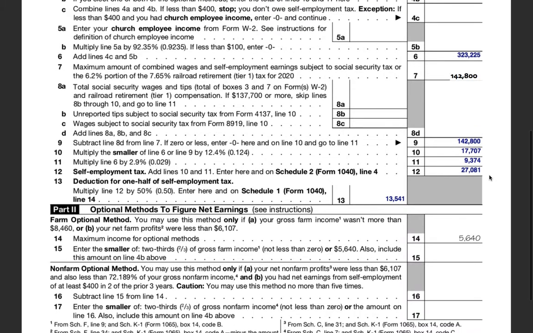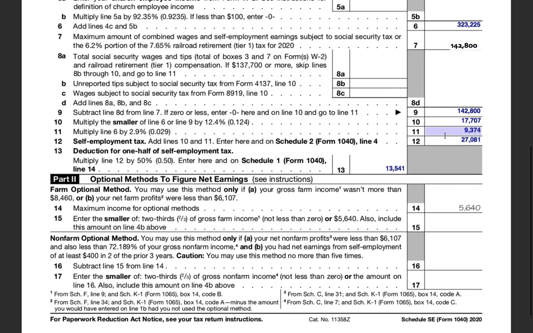Then this number, you're going to apply. They will compare line 9 and line 6, and you multiply the smaller number. Line 9 is here, line 6 is here, and the smaller number is 142,800. So you multiply by 12.4%. This gives you the Social Security tax amount.